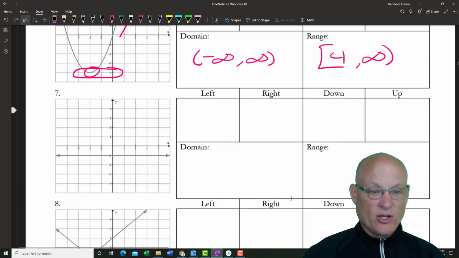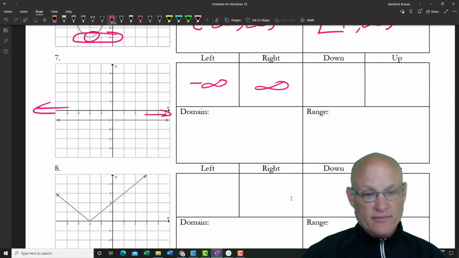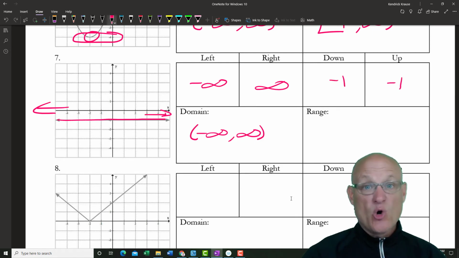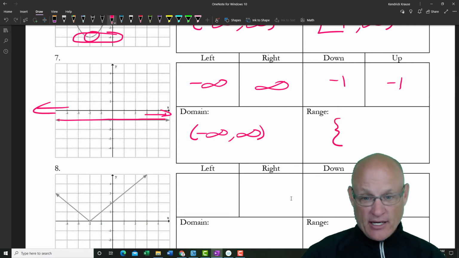Now this one's a little bit tricky. It is in fact going forever and ever to the left. It is in fact going forever and ever to the right, so that's easy. Negative infinity to positive infinity. But the only y value being used is this one right here. So the lowest value is -1 and the highest value is -1. In fact, the only value is -1, and because it is a discrete number, you got to list it in curly brackets, -1.